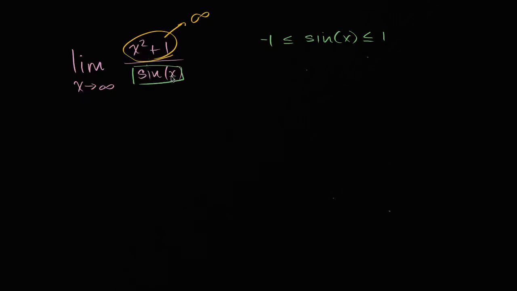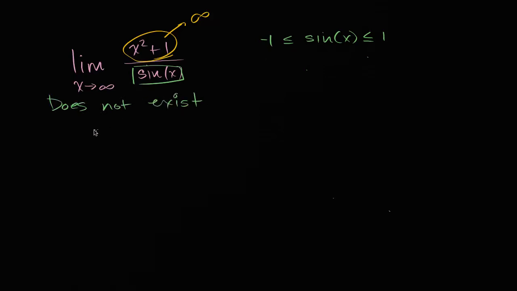Every time sine of x becomes 0, well, then you're going to have a vertical asymptote. This thing will not be defined. So you're going to have all these vertical asymptotes. You're going to oscillate between positive and negative, just larger and larger values. And so this limit does not exist.